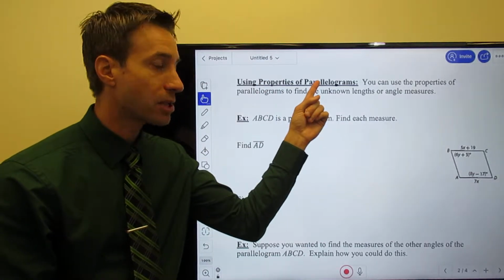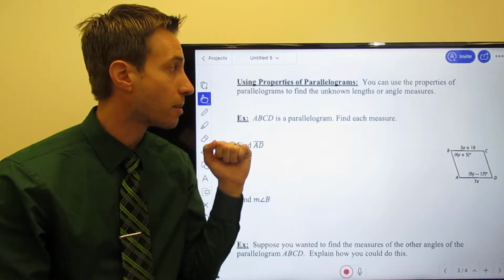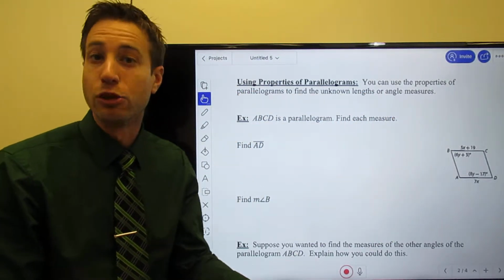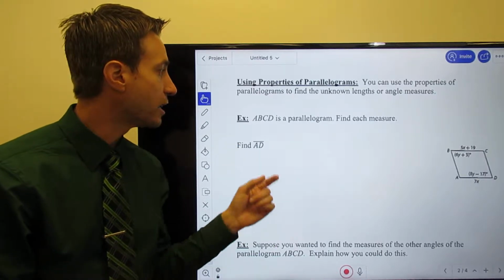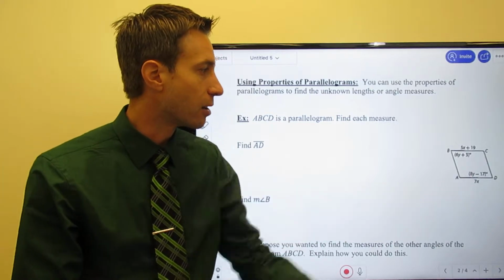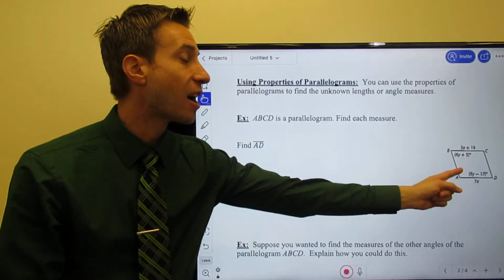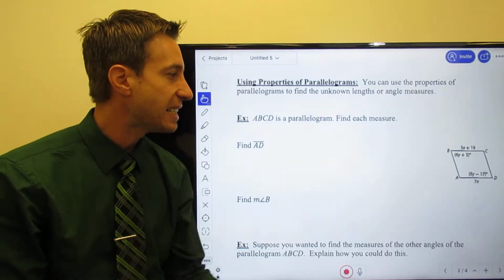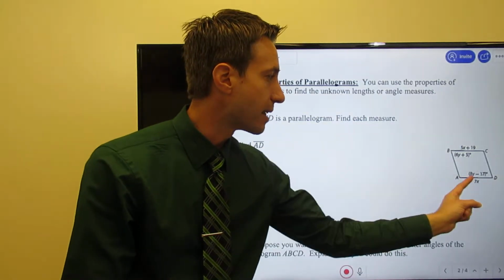Again, based on the properties of parallelograms that we just talked about, we can find unknown lengths and measures. We can do some algebra. So let's jump right into it. I give you this parallelogram ABCD. Here is our parallelogram over here. Let's find AD. I want you to find that length right there, AD.